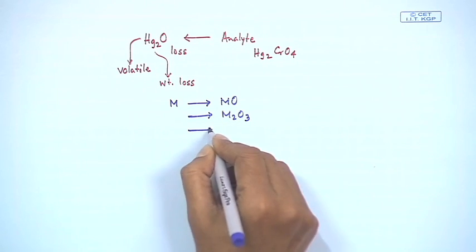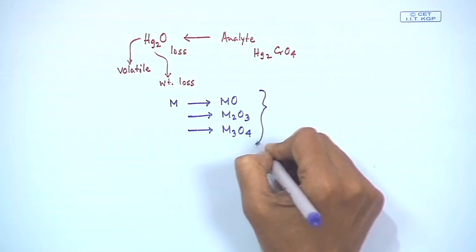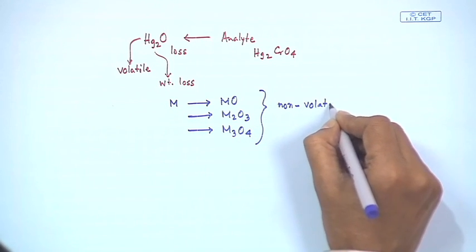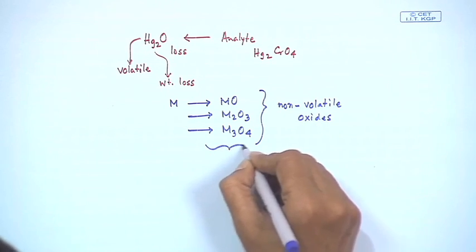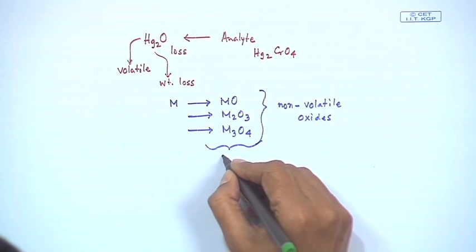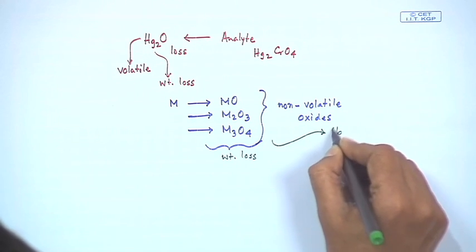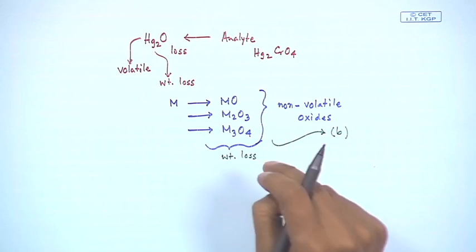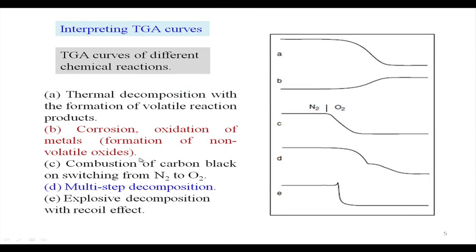Now, in another way, if we have M forming to MO, or forming to M2O3, or forming to M3O4, and if all of them are non-volatile oxides, what we find for all these is a weight gain and a curve like that of our B. So, we get the corresponding curve B when we have a metal ion or a metal sheet or any other sample which can give rise to the corresponding oxidation to some oxide which is non-volatile in nature.